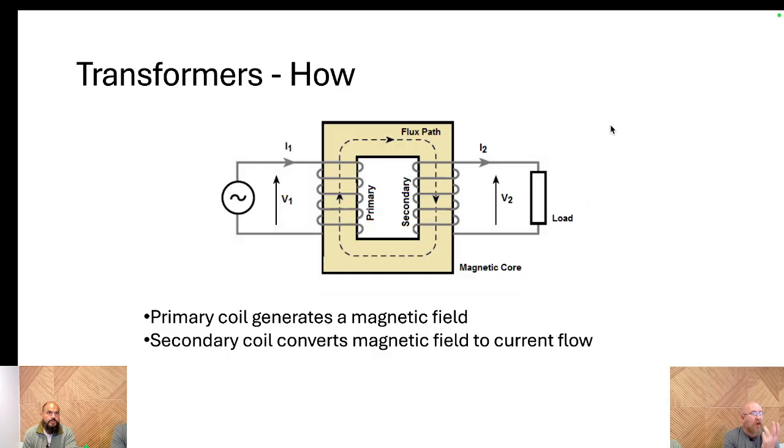So the primary coil generates a magnetic field. We have that hooked up to a voltage of AC. And then the secondary coil has the magnetic field that was generated by the primary induce a current onto it. So let's look at this. Next slide.